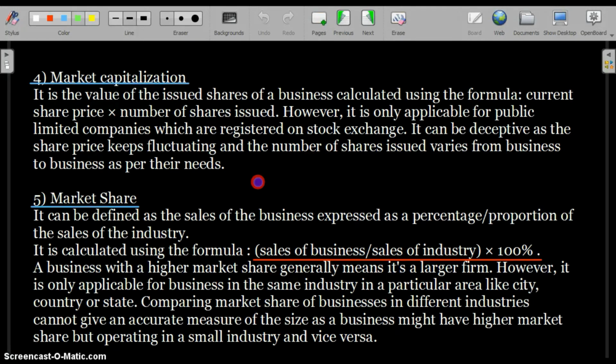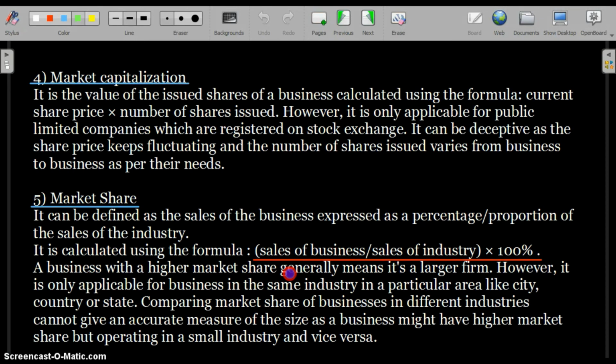Now finally we have market share, which is generally the most used method. It can be defined as the sales of the business expressed as a percentage of the sales of the industry. So we just say how much sales your business has done compared to the sales of the whole industry. Let's say the whole industry does something like 40 million in sales. Now how much did your business contribute to that 40 million? If it contributed 2 million, then that's not too good. But if it contributed like 20 million, that means you have 50% market share. So that's something very good.